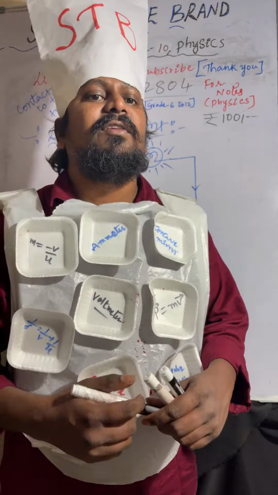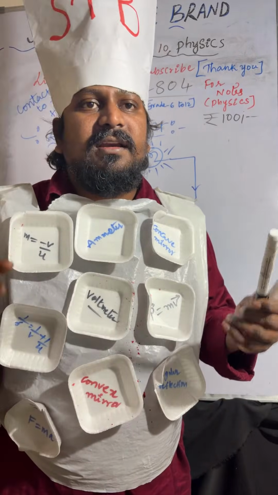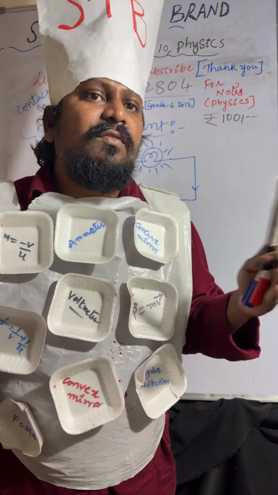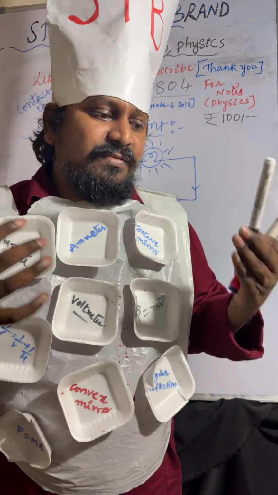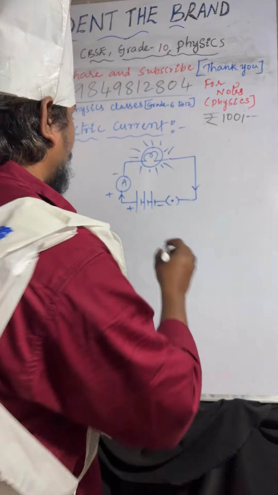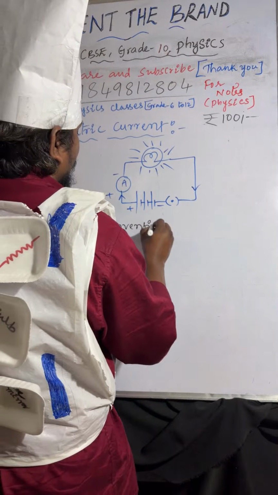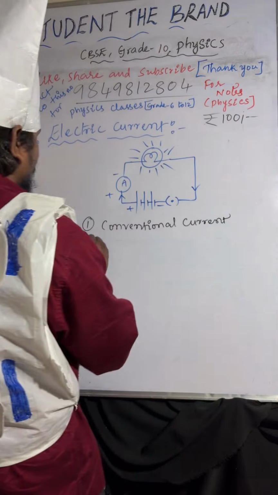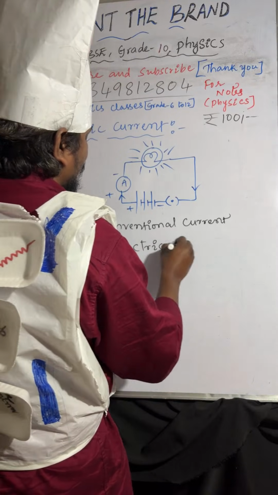Yes. So point number one, here there are two types of current. One is the positive conventional current, another one is the electric current. The flow of positive charges is known as conventional current. The flow of electrons is known as electric current. First one is conventional current, and the second one is electric current.